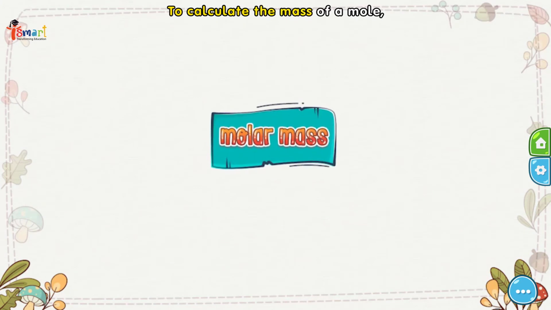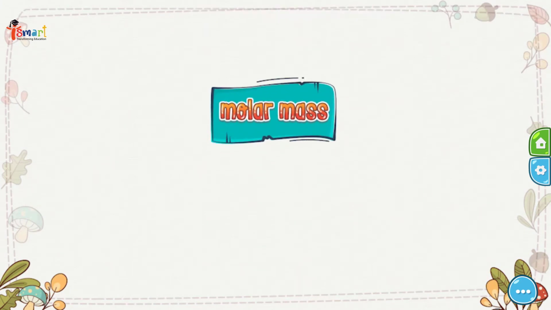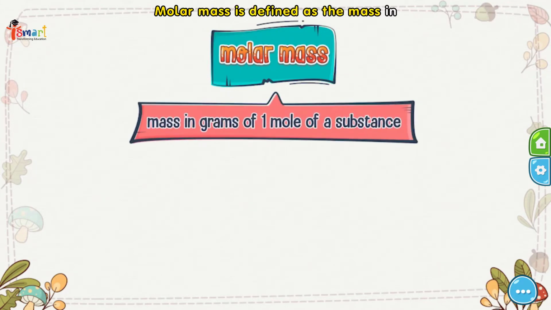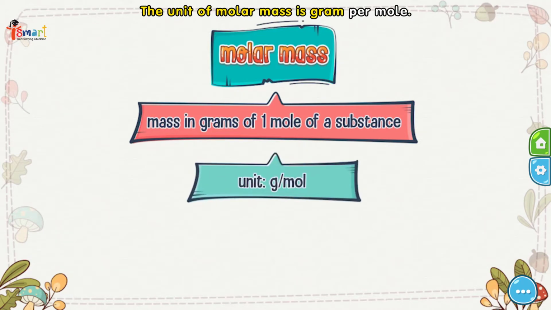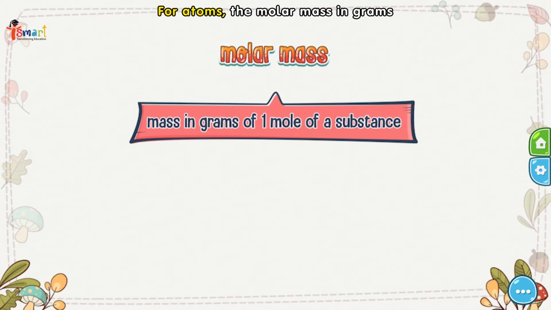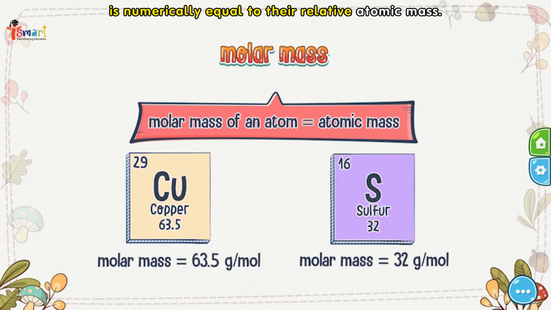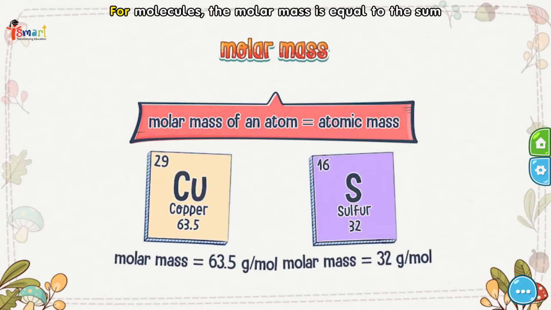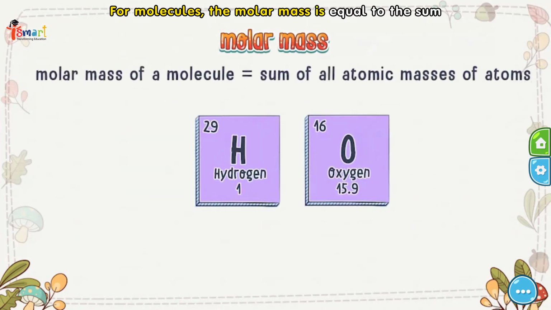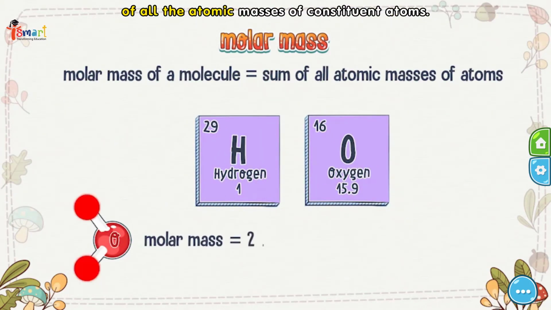To calculate the mass of a mole, we use the concept of molar mass. Molar mass is defined as the mass in grams of 1 mole of a substance. The unit of molar mass is gram per mole. For atoms, the molar mass in grams is numerically equal to their relative atomic mass. For molecules, the molar mass is equal to the sum of all the atomic masses of constituent atoms.